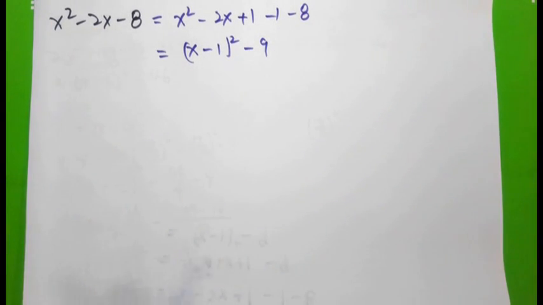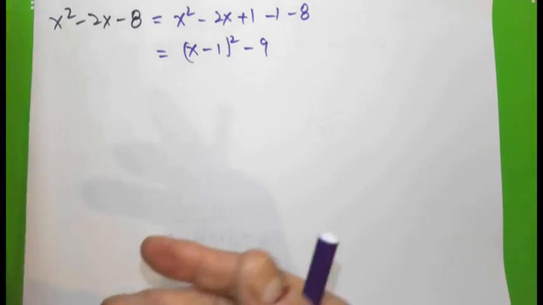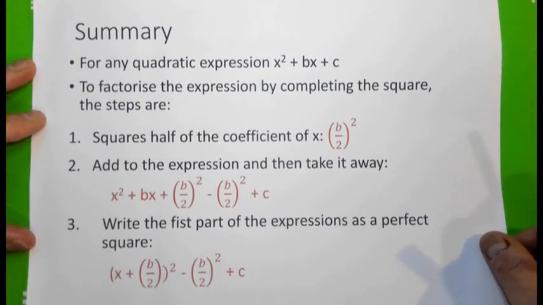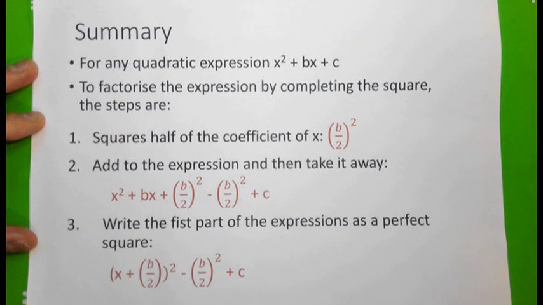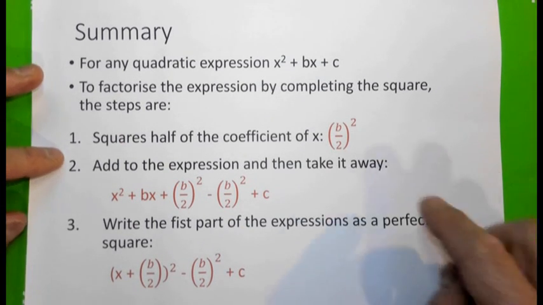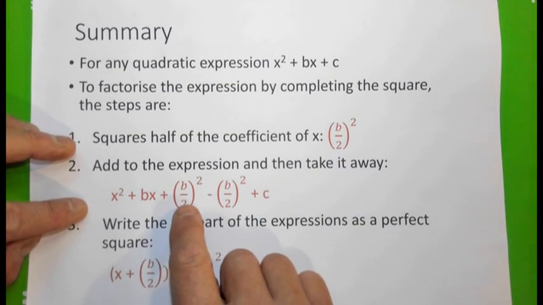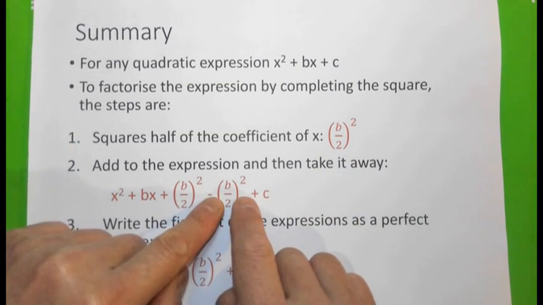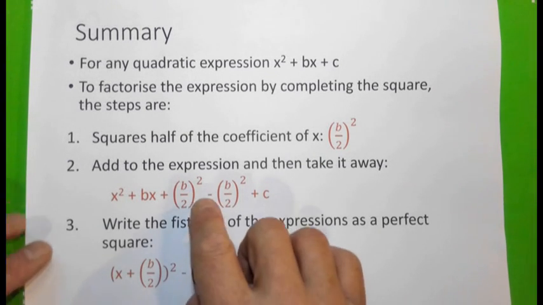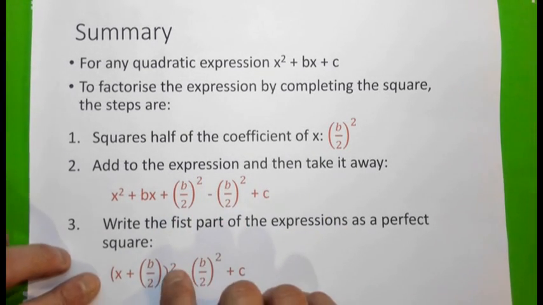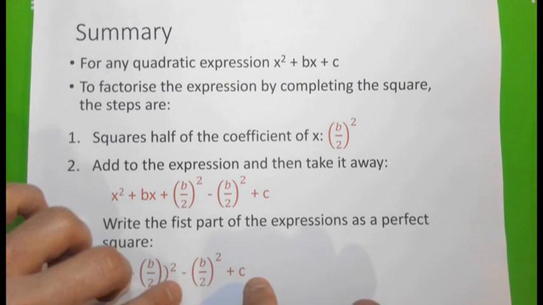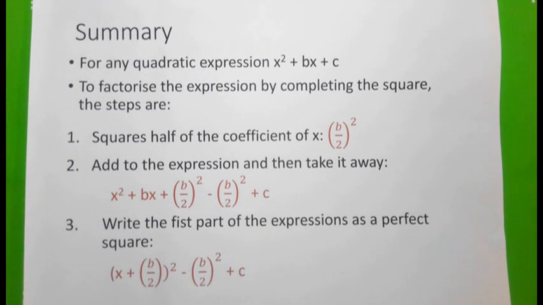That's all. So, factorizing, completing the square, you must remember these 3 steps. You square half of the coefficient of x, and then add it to the expression, and then take it away. And then you write the first part of the expression as a perfect square, and then this will become a constant. This is the end of the lesson, and we will do some exercises now. I'll give you some exercises from the book.